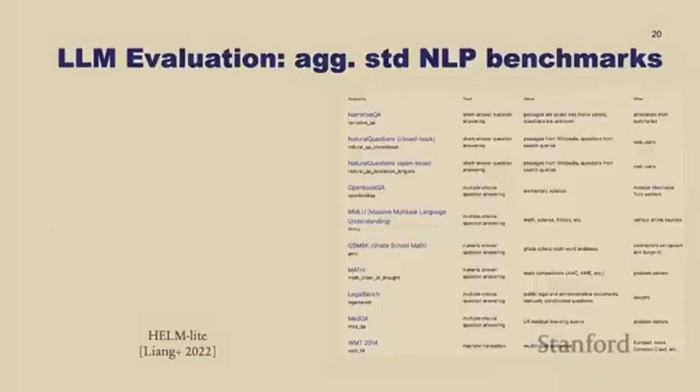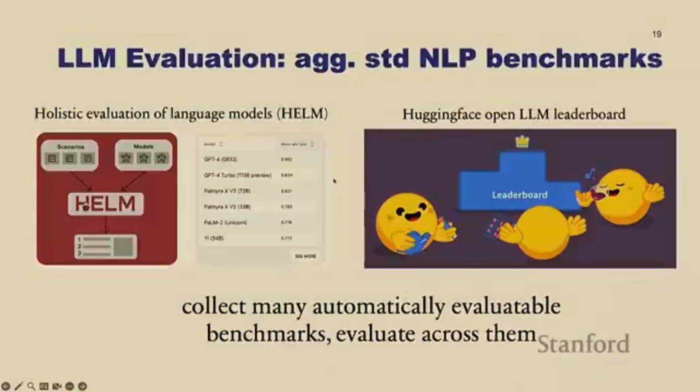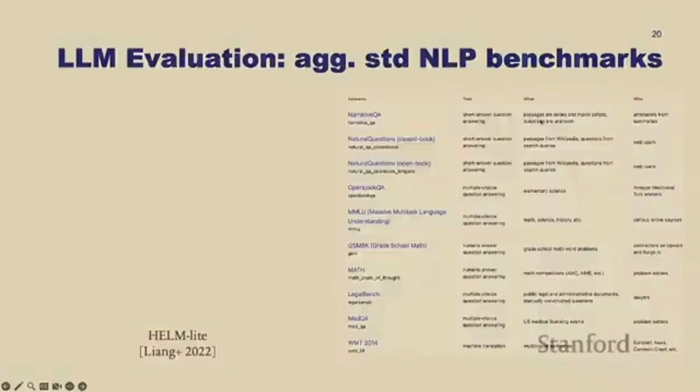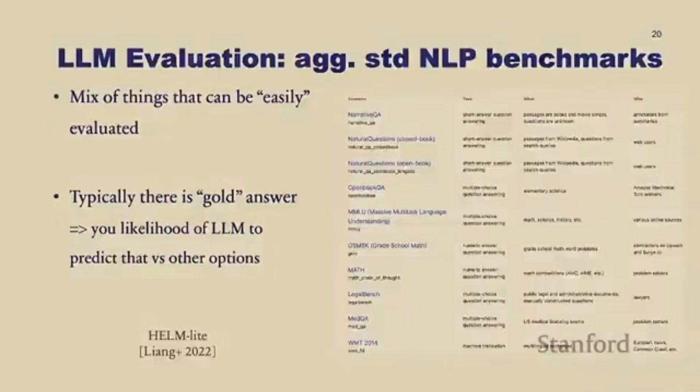One such benchmark, or actually two, are what we call HELM, which is from Stanford, and the Hugging Face Open LLM Leaderboard, which are probably the two most common ones right now. Just to give you an idea, in HELM there are all of these types of tasks, which are mostly things that can be easily evaluated, like question answering. So think about many different question answering tasks. And the benefit with question answering is that you usually know what the real answer is.